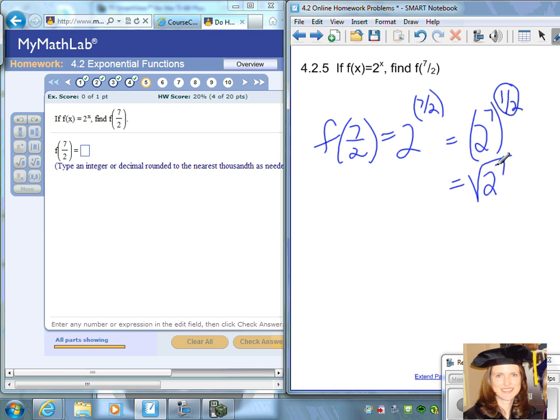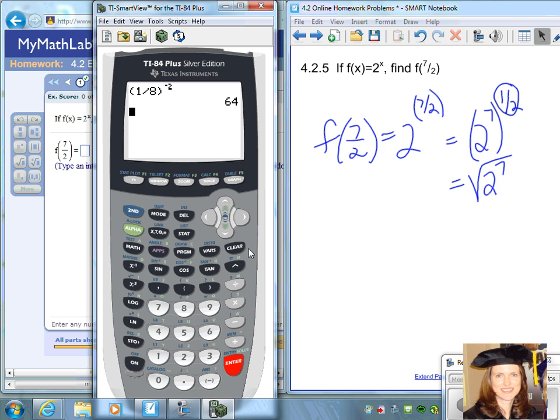Now, either way you do this, you're going to get a decimal for an answer that we want to round to the nearest thousandth. So we are going to need a calculator here. We can type 2 raised to the 7 over 2 power. It's a good idea to put that whole exponent in parentheses. And we get 11.3137. Or you can even do the square root of 2 to the 7th power just to check that you get the same result.